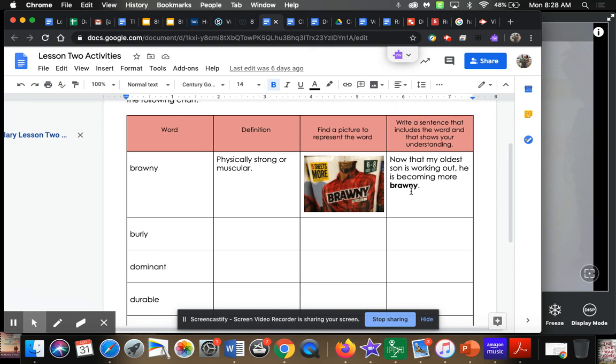Because when I was grading your lesson 1 activities, some of us could explain what the word meant, but we didn't necessarily have it in the sentence. So that is something that I want you to make sure that you do. Okay, so go ahead. I'm going to give you a little bit of time to work on this. This vocab lesson 2 activities is going to be due on Wednesday.